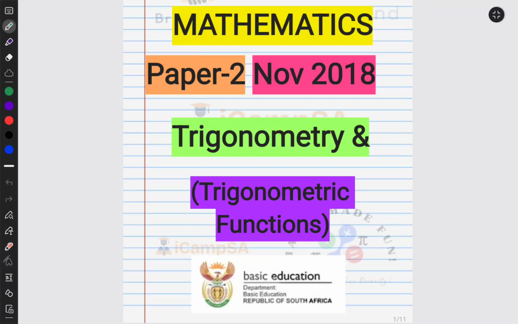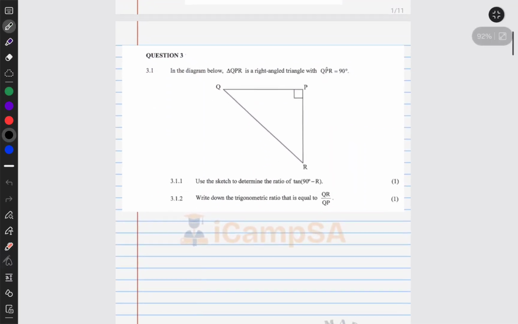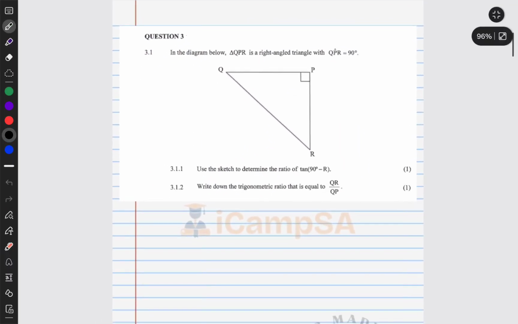In this particular lesson, we are solving a past paper question from 2018, and this one is a KZN past paper question, and the area of focus is trigonometry, including trigonometric functions. Let's get into it. Okay, so for the first question, we have question 3.